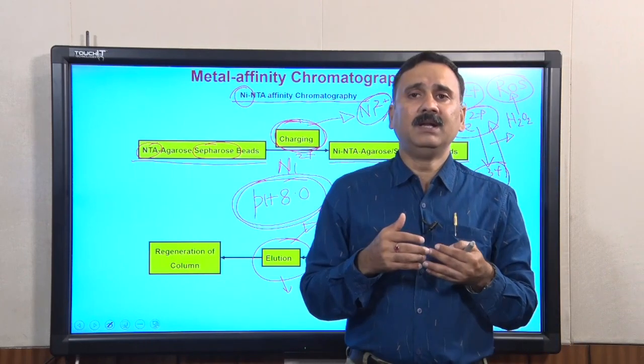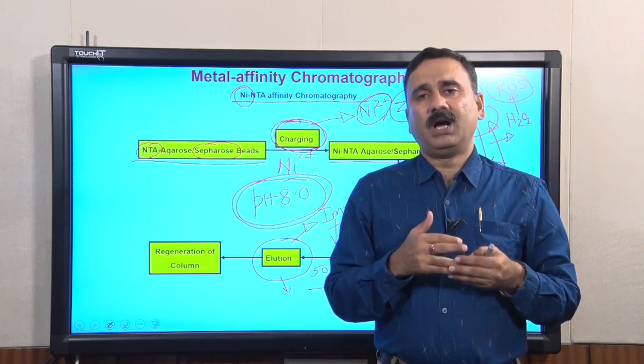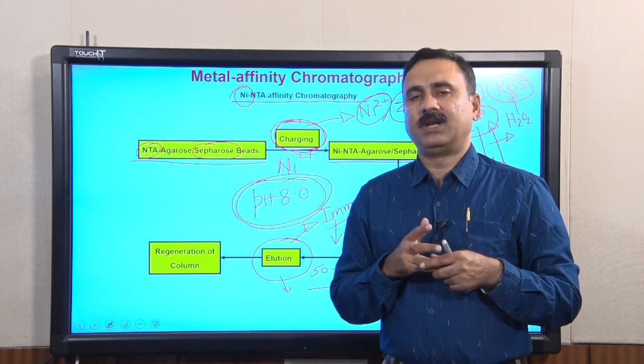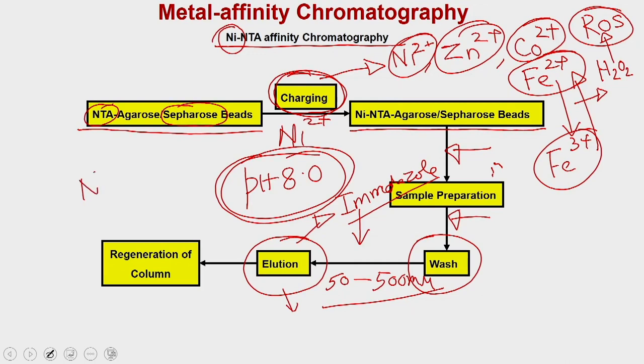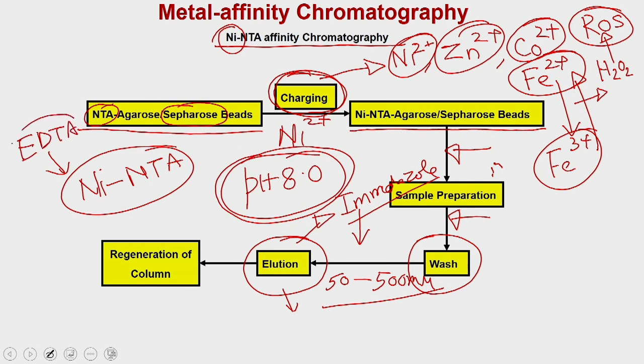The third option is that you can use urea or chaotropic salts, and you can elute the proteins. The fourth is that the nickel is binding to the matrix through nickel NTA, and if you apply any type of chelating agent like EDTA to the column, the EDTA is going to remove the nickel from the column. That can be used as a method to elute the protein.